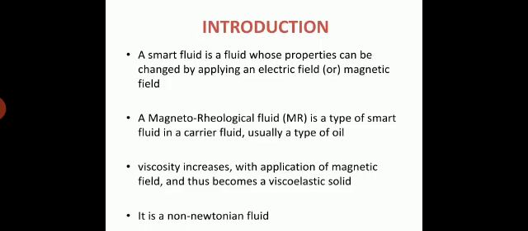A magnetorheological fluid is a type of smart fluid composed of micro magnetic particles with the base fluid, usually a type of oil. Here, when subjected to the magnetic field, this MR fluid increases its viscosity and thus becomes a viscoelastic solid. And it's a non-Newtonian fluid. It doesn't follow Newton's law of viscosity, that is, constant viscosity independent of the stress.